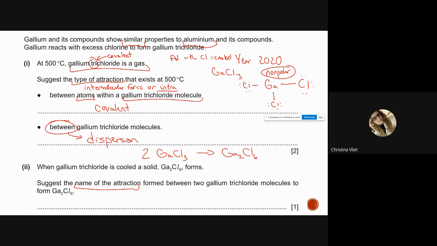So what's the name of the arrow? Does the arrow have a name? It's called a dative covalent bond, or coordinate covalent bond.